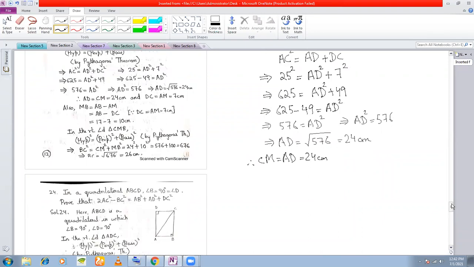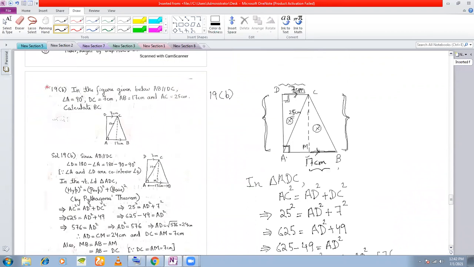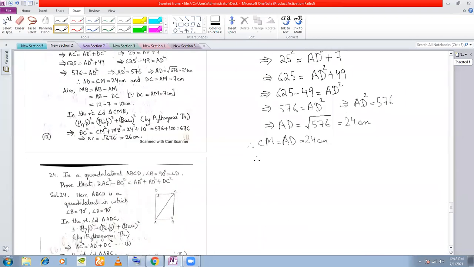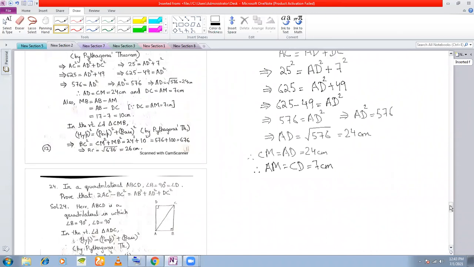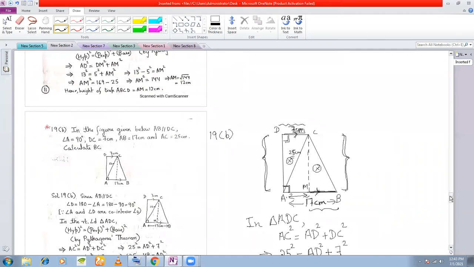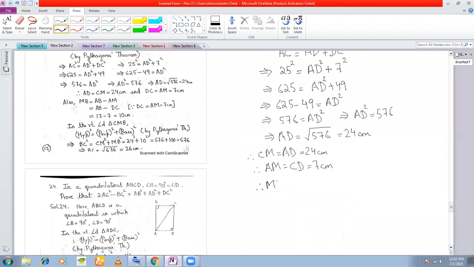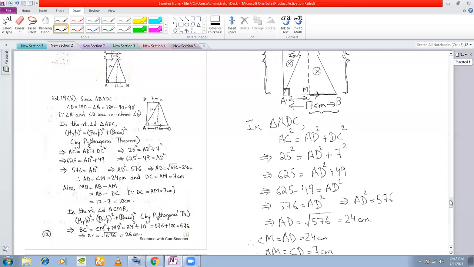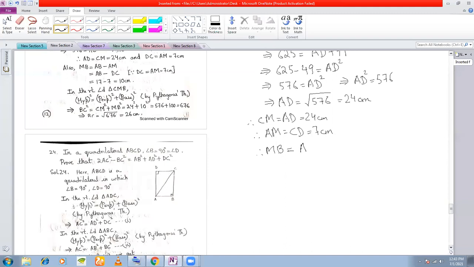Right. Now, how much is this length MB? MB is total length 17 centimeter minus AM, right? How much is AM? Let's first find out AM. AM must be equal to CD is equal to 7. So therefore, AM is equal to CD is equal to 7 centimeters. So how much is MB here? MB is equal to full length AB minus AM. That full length here is 17 and AM here is 7. So you get 10 centimeters, right?